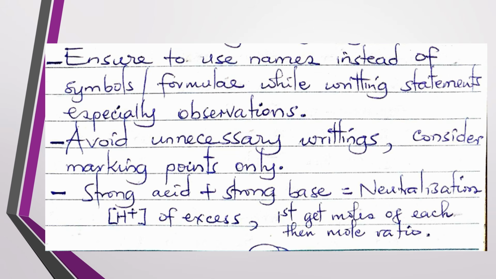Now the other point of emphasis is that you ensure that you use names instead of symbols or formulae while writing statements and special observations. When you're asked for observations, I told you, you simply state what you see. And when you're writing what you see, do not write any symbol or formula of any compound anywhere. If you're dealing with acidified potassium manganate and it's being added to an alkene, you simply say that the purple solution turned to a colorless solution. That's what it means to state an observation. You don't state the name of the compounds anywhere.